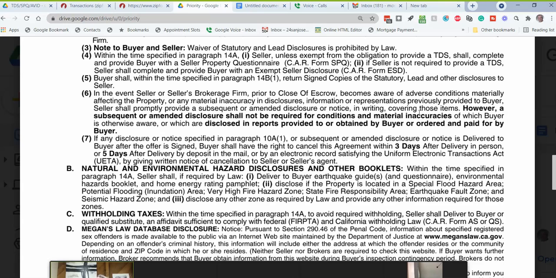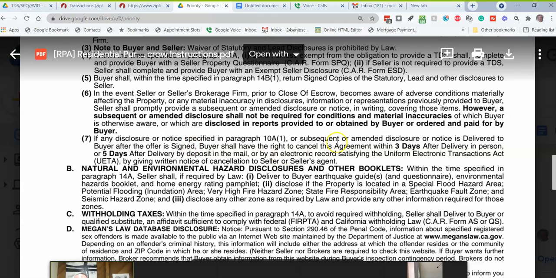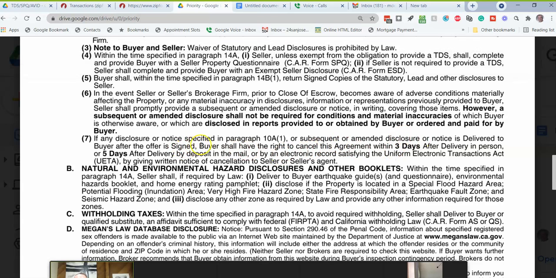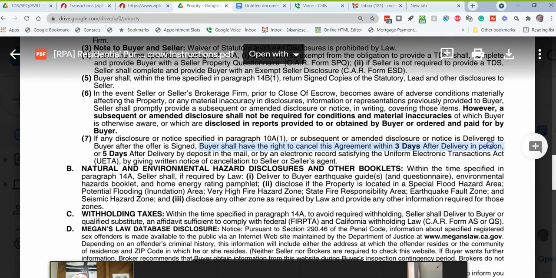3 days. 3 days. Really? No, is it 5? 3 to 5? 5 days. 5. Let's look at this again. I thought I just read it, but I'll go slowly. Buyer shall have the right to cancel within 3 days after delivery in person. So if we email it to the buyer, did we deliver it to them in person? No. So it's 5 days.